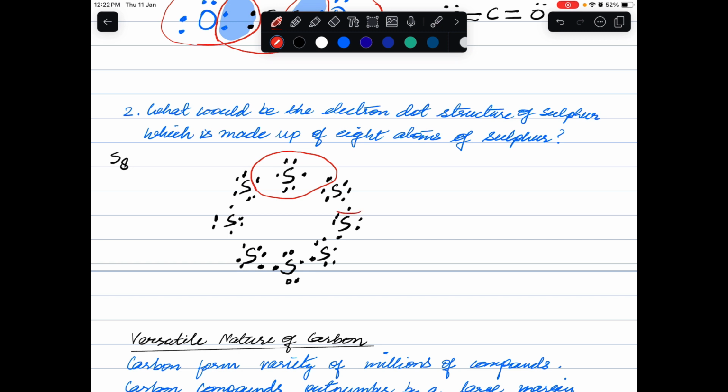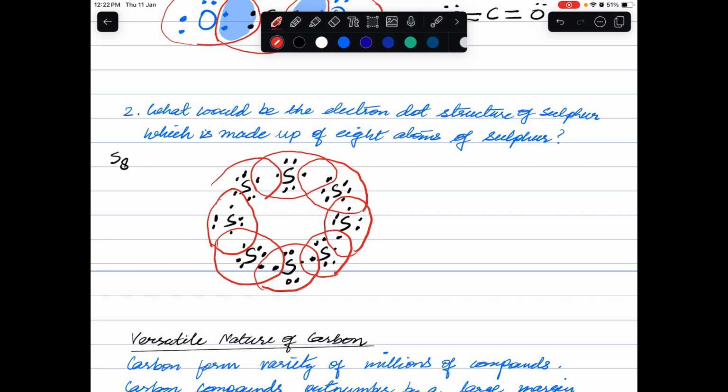Same is the case here for the second one. Same is the case for the third one. Then we have for the fourth one. We have for the fifth one. Then the sixth carbon atom in the same manner, 1 bond on one side, 1 bond on other side. And we have for the next sulfur the same type of sharing, and for this sulfur we are having sharing.